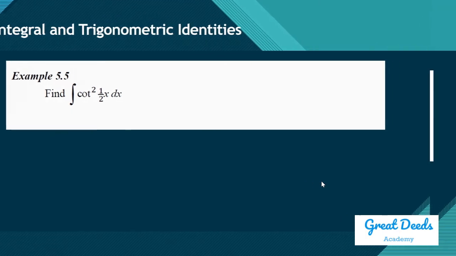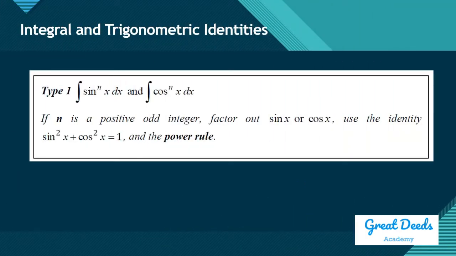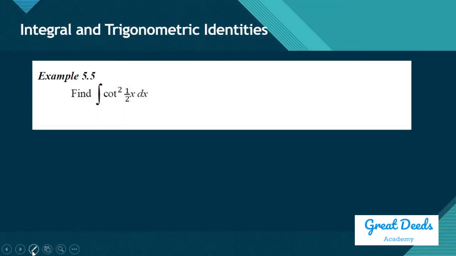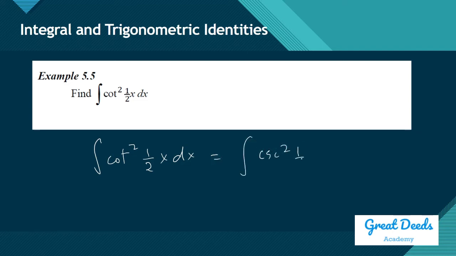So we will replace, excuse me, I will go back. So we will replace this by the square of cotangent of 1 half x dx, which is equal to the integral of the square of cosecant of 1 half x minus 1 dx. This is equal to the reciprocal of 1 half, which is 2, and the antiderivative of the square of cosecant of x is negative cotangent of x. So that's going to be negative 2 cotangent of 1 half x minus x plus c.